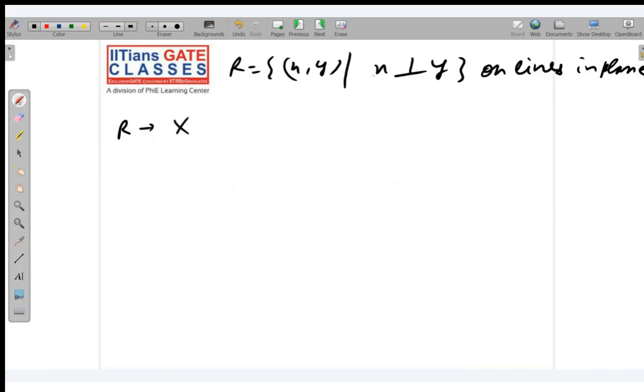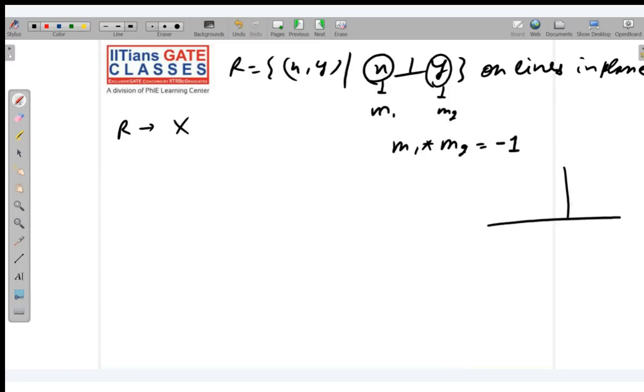And mathematically, we should say x has slope m1 and y has slope m2. So m1 multiplied by m2 should be equal to -1. That is the basic meaning of perpendicular lines. So the multiplication of their slopes should be -1. That is the technical definition of perpendicular lines. So it is not reflexive.